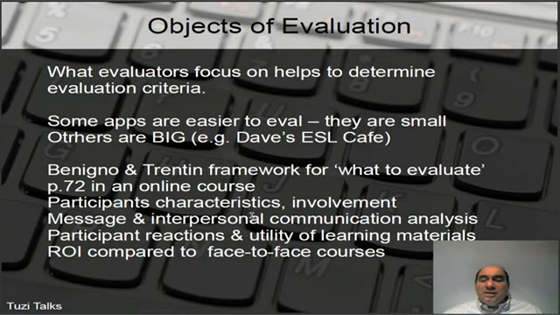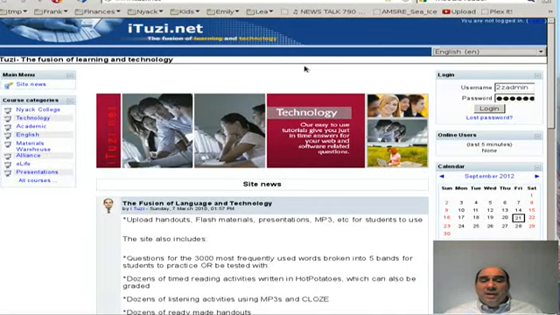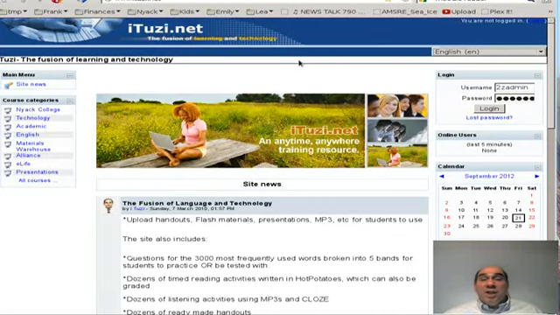Okay, Benigno and Trenton, their framework on what to evaluate when you're considering online courses is also interesting to look at. Basically, you can look at the participants' characteristics. You can look at their involvement. You can look at the communication between students. You can look at the activities that are available there. So you can take a site like iTuzi, which is a Moodle installation, and we can look at the users. And we can look at their strengths and weaknesses.